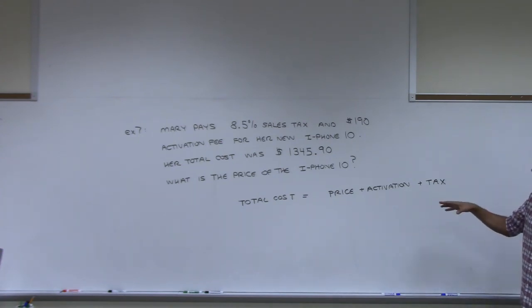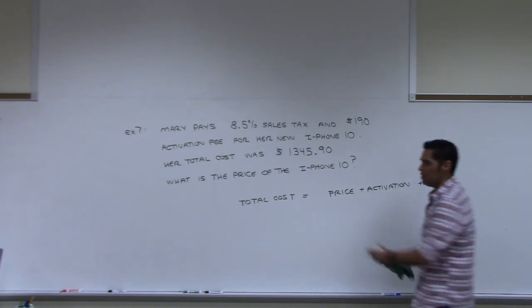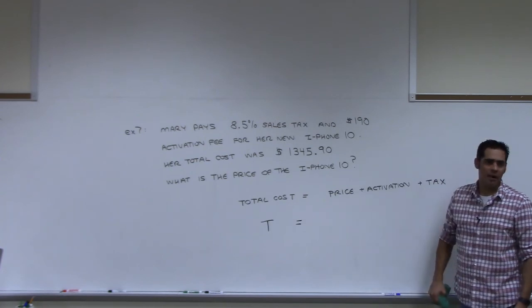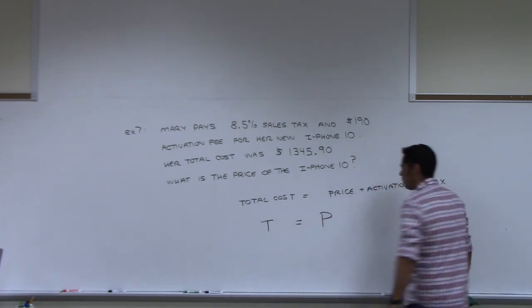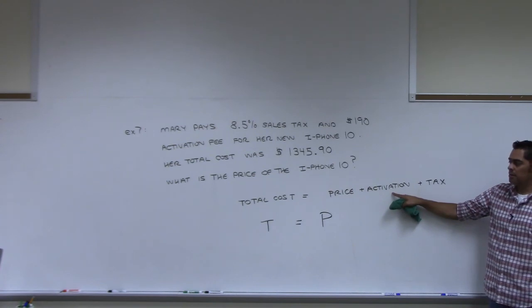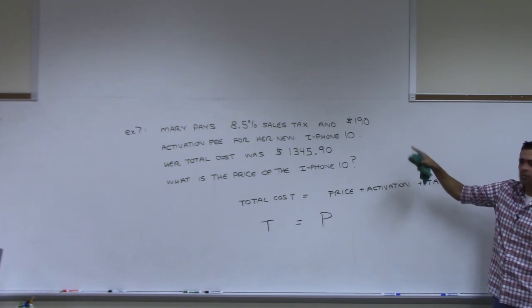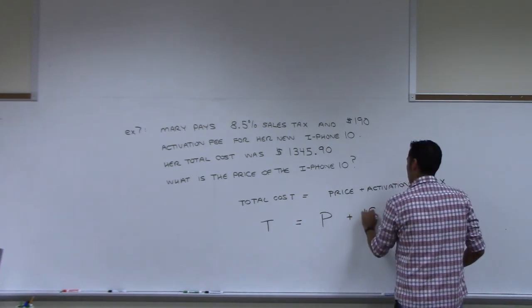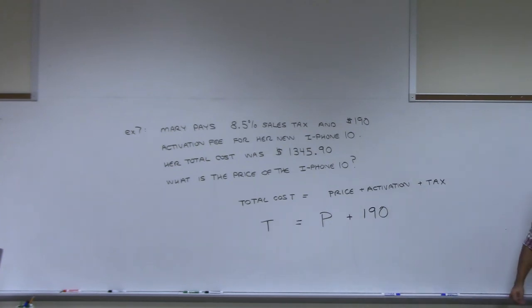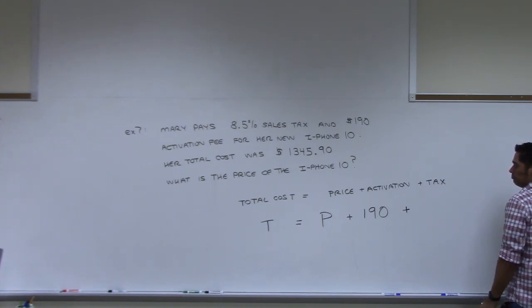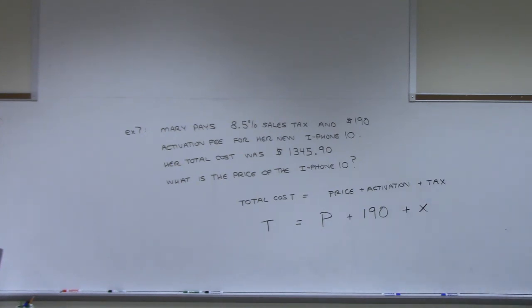Now, let's stop using words and let's use letters. Why don't we call the total cost over here T? Is that okay with you? The price of the iPhone, let's call that P. The activation, we could call it A, but we know what it is, don't we? We know it's 190. That's not going to change, is it? Plus the tax. We're already using T over there. So X, okay. We okay so far?